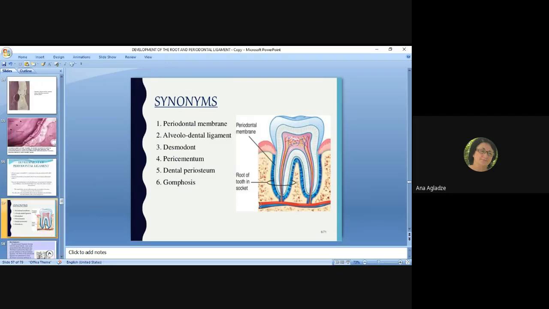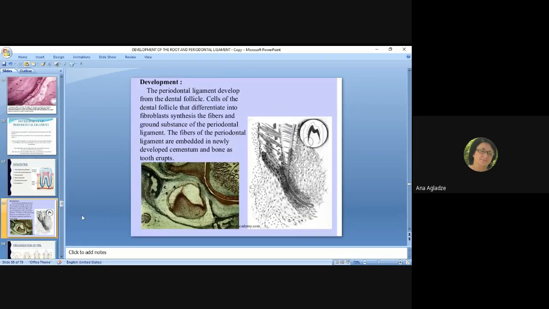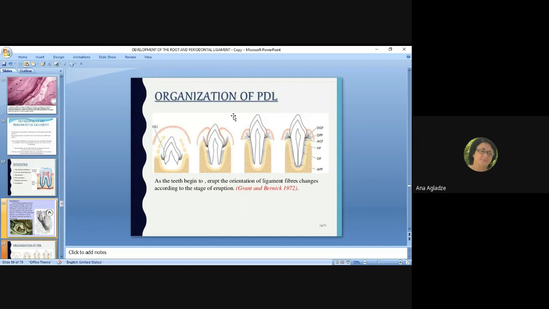Let's now see the formation of the periodontal ligament, which develops from the dental follicle. Cells of the dental follicle that differentiate are fibroblasts, and they synthesize and secrete the collagen fibers, and they assemble afterwards and form these Sharpey's fibers and principal fibers. And you can see the organization of periodontal ligament fibers, and the orientation of these fibers changes according to the stage of tooth eruption.